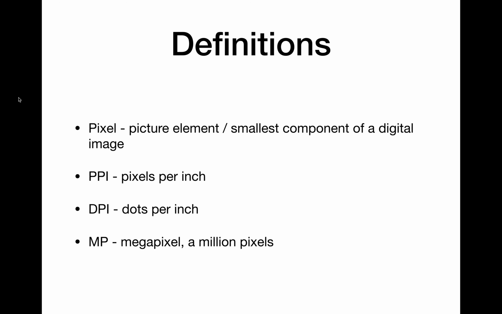Some of the definitions that we're going to be thinking about here in explaining these issues around resolution. A pixel is short for picture element, and it's the smallest component of a digital image. Another definition would be PPI, or pixels per inch. Now, this is very important. You're thinking about pixels in relationship to their display.